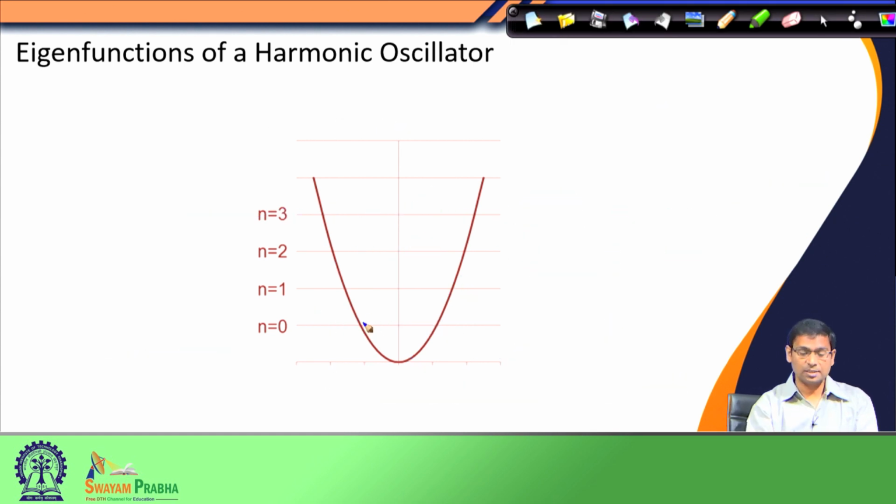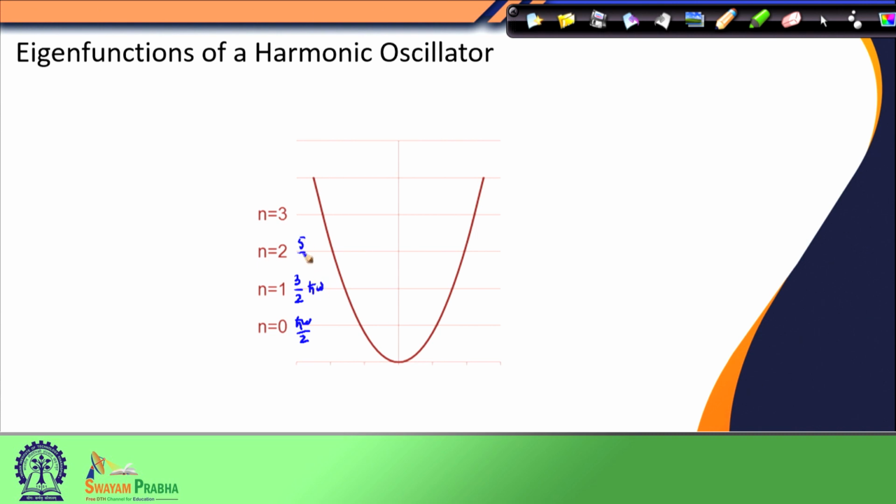So, this is the harmonic oscillator potential. If you remember the energy eigenvalues that we discussed, when n equals 0, 1, 2, 3, the energy values are all equispaced. Just to remind you, the energy here is h bar omega by 2, this is 3 by 2 h bar omega, this is 5 by 2 h bar omega, and so on. And this is the lowest eigenvalue or the lowest state of the harmonic oscillator, and the energy that it has is called the zero point energy.